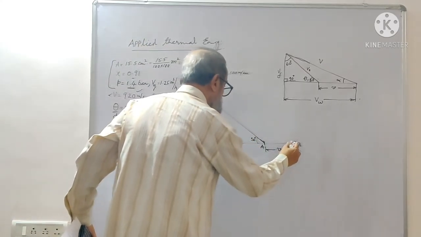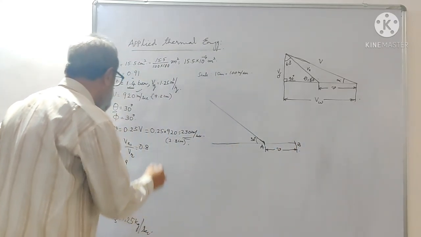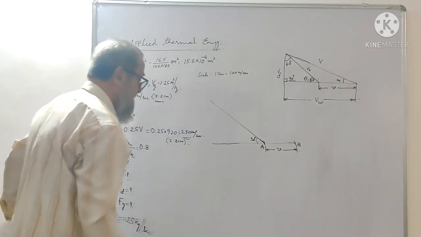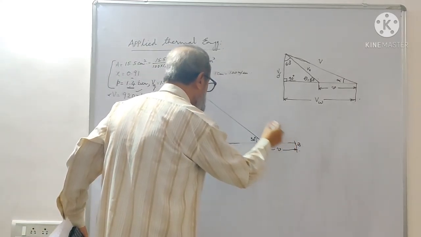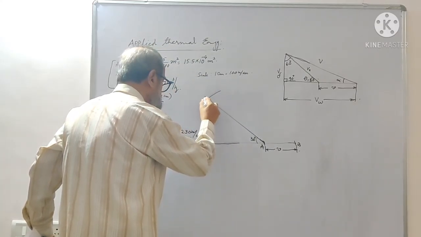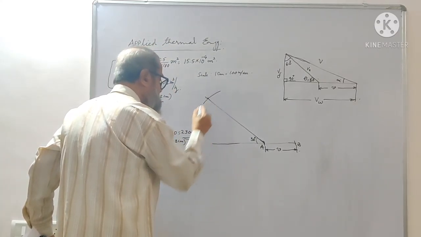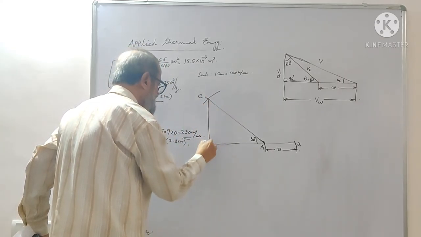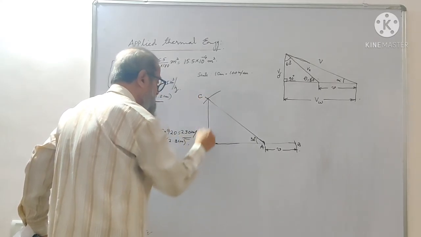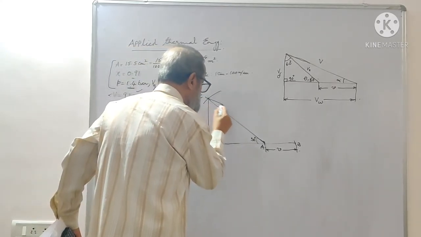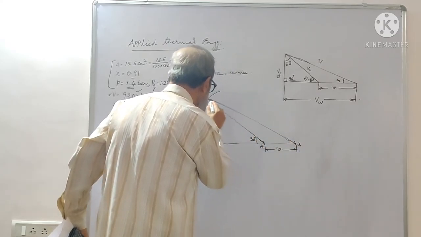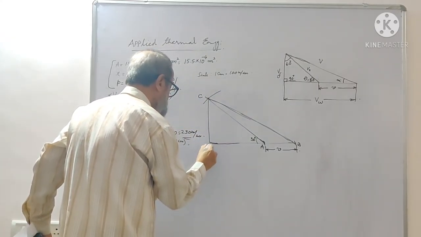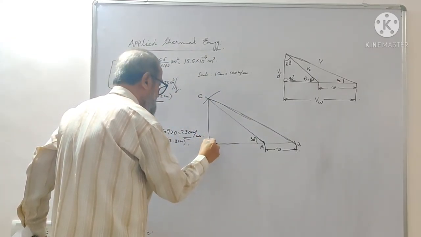Now, with B as center, take a radius of 9.2 centimeters, that is 920 meters per second. Keep the compass on B and draw an arc. It gets cut somewhere like this, let us say. Call that point C. Now from C, draw a perpendicular. Join B to C. This is the perpendicular drawn from here.